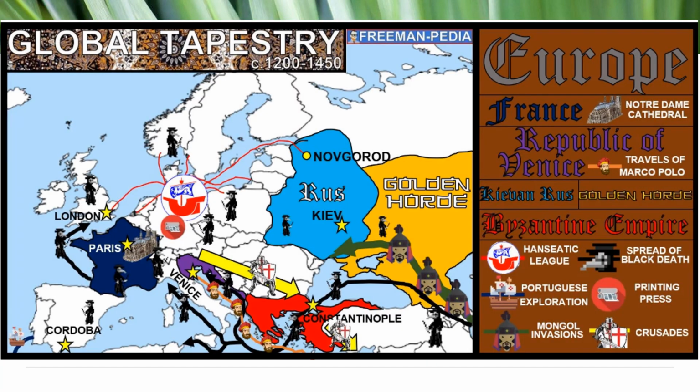This is the map that shows the major kingdoms here. So this was the one where we talked about the Frankish kingdoms and the development of the Holy Roman Empire and Charlemagne. We've got France, the Republic of Venice, Kievan Rus, which is going to be this blue area, the Golden Horde, the Byzantine Empire, and then everything else is going to transfer throughout.